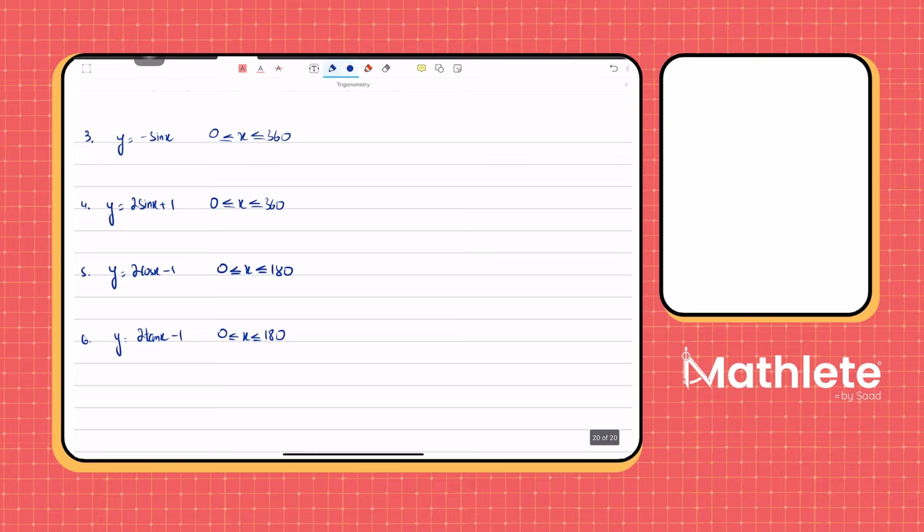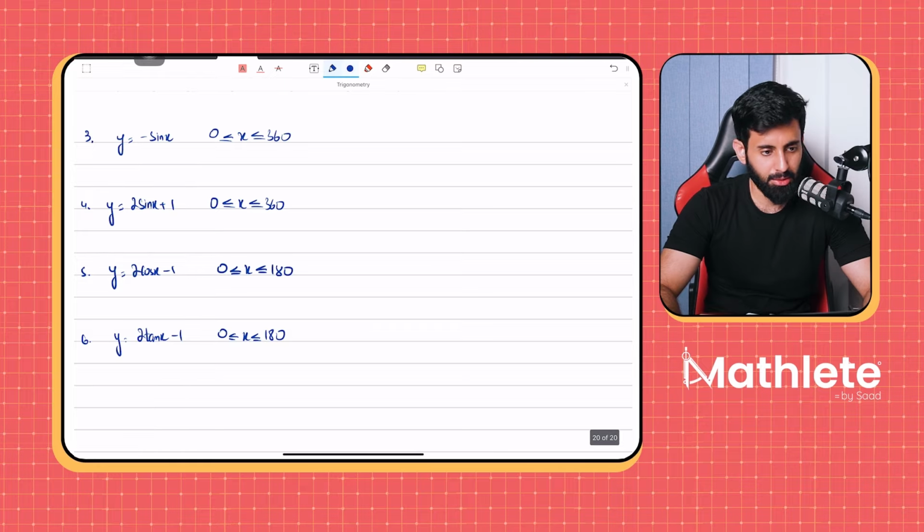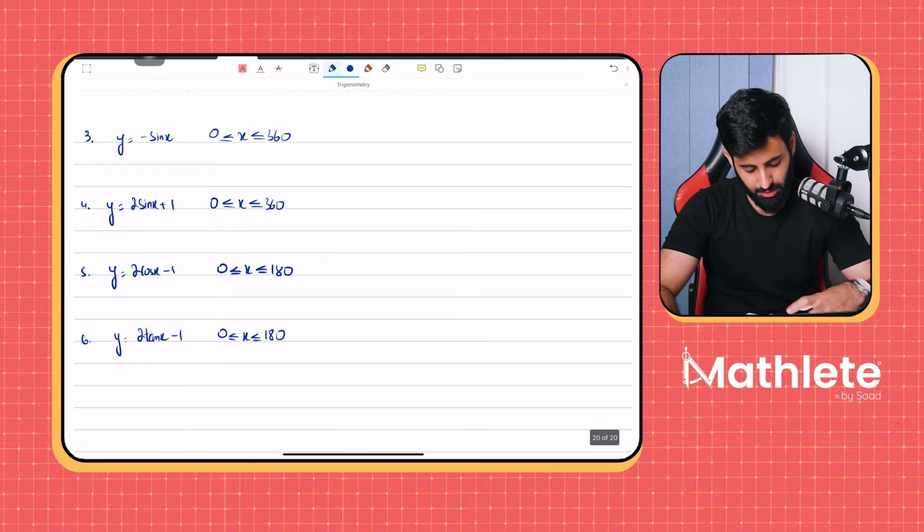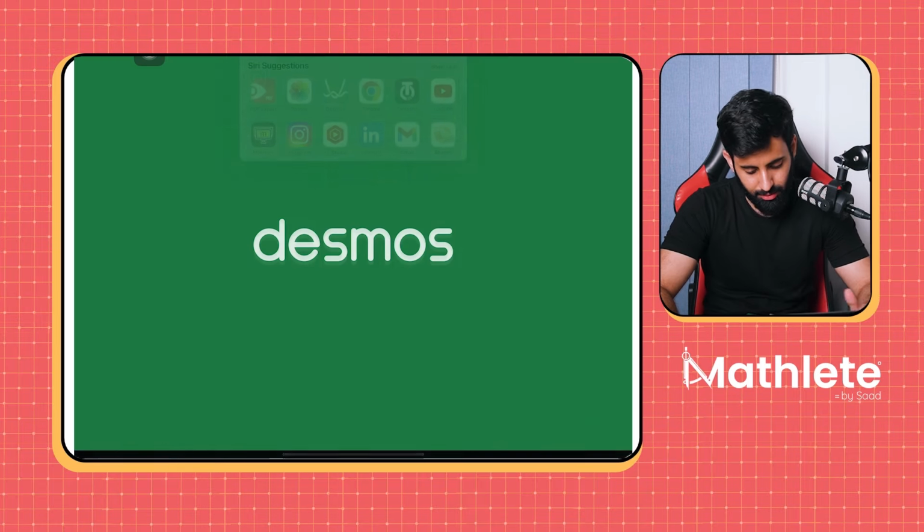So I'll give you guys 5 minutes to work this out. You guys can also use Desmos to check your answers. This is an app that I use very often, Desmos.